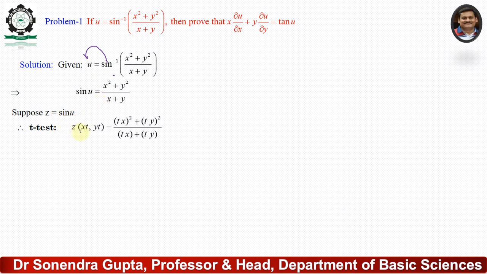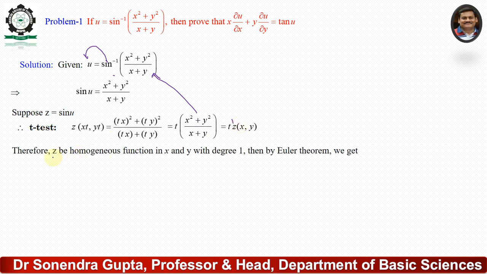z of tx, ty, that means x becomes tx and y becomes ty. Then we put it in and cancel with the help of t. Now t is repeated, that means the power of t is 1. It means that z is a homogeneous function in x and y with degree 1.